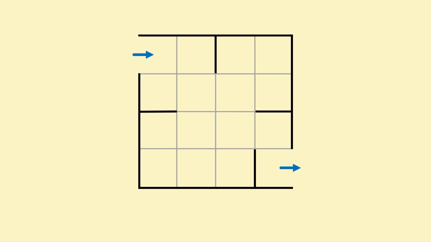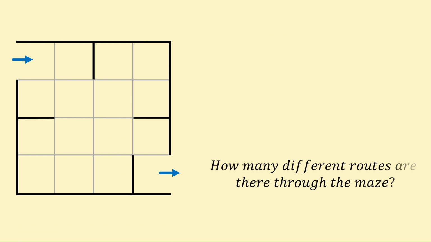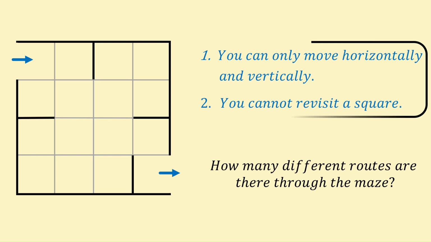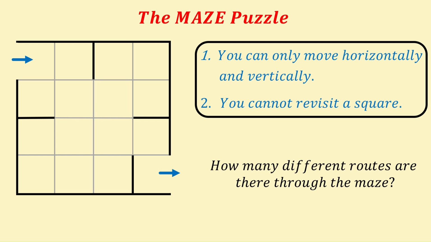Hey guys, this maze puzzle seems simple and wicked fun. If you start in the top left corner of the maze and finish in the bottom right, how many different routes are there for you to get through the maze? The restrictions are that you can only move horizontally and vertically through the maze, and you cannot revisit a square during a route. Let's innovatively call this the maze puzzle, from the UKMT's maths challenge aimed at high school students in the UK.